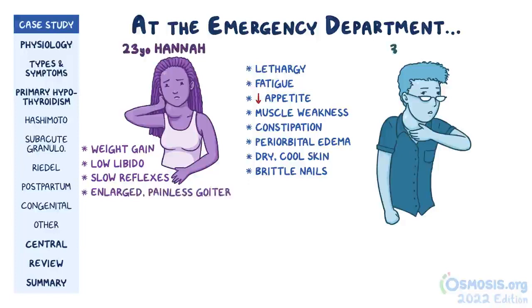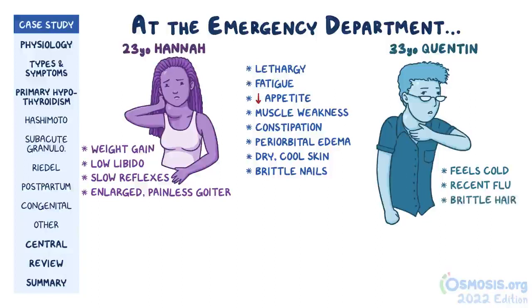The other person is 33-year-old Quentin, who also presents with lethargy, fatigue, reduced appetite, muscle weakness, constipation, and he's also complaining about feeling cold all the time. He said that he recently had the flu, but no other illnesses. On clinical examination, there's also periorbital edema, dry, cool skin, brittle nails, and hair, but a very painful goiter.